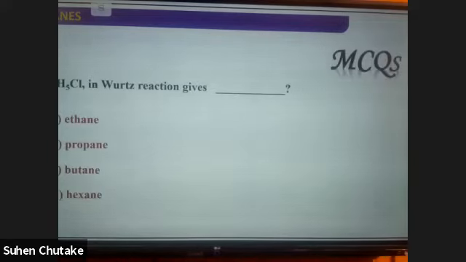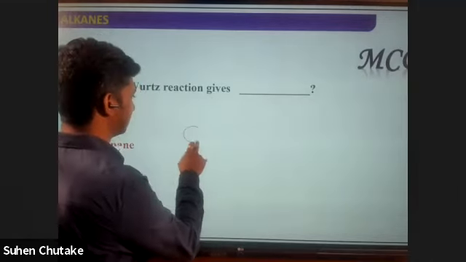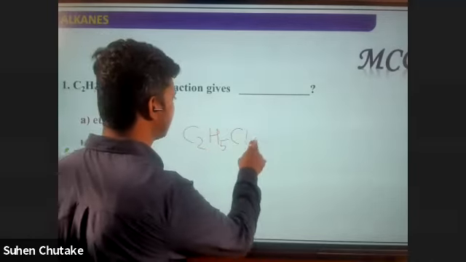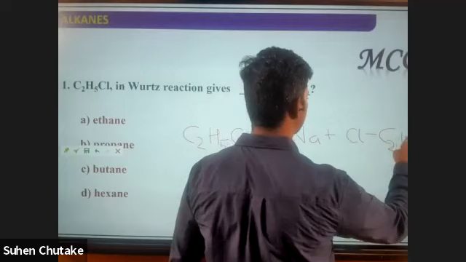Come on, answer this question. C2H5Cl in Wurtz reaction gives what? Sir, ethane. And how come ethane? Pay attention. C2H5Cl. Although they have not mentioned C2H5Cl is taken twice, you have to understand that if it's Wurtz reaction, it is going to be twice.